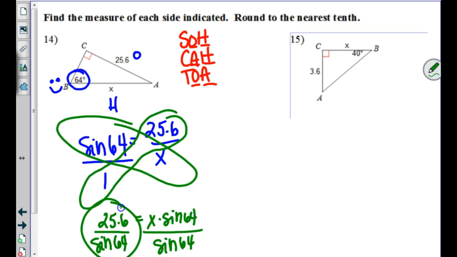25.6 divided by the sine of 64. Anybody else get 28.5? How do I know if that's reasonable or not? You should always ask yourself that question.